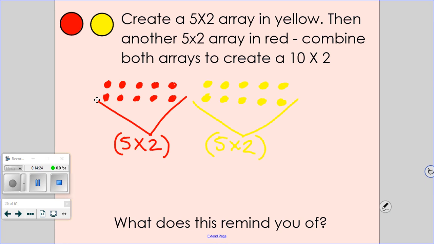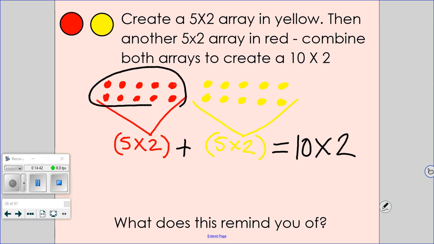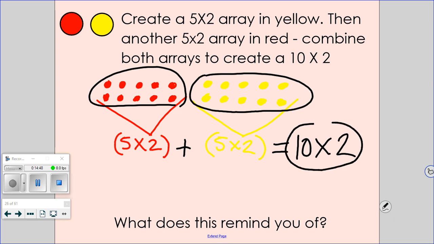So now we've smushed them together, we've added them, and together, when we smush them together, we make a giant 10 by 2. So we had our 5 by 2, our other 5 by 2, and smushing them together, we got our total.